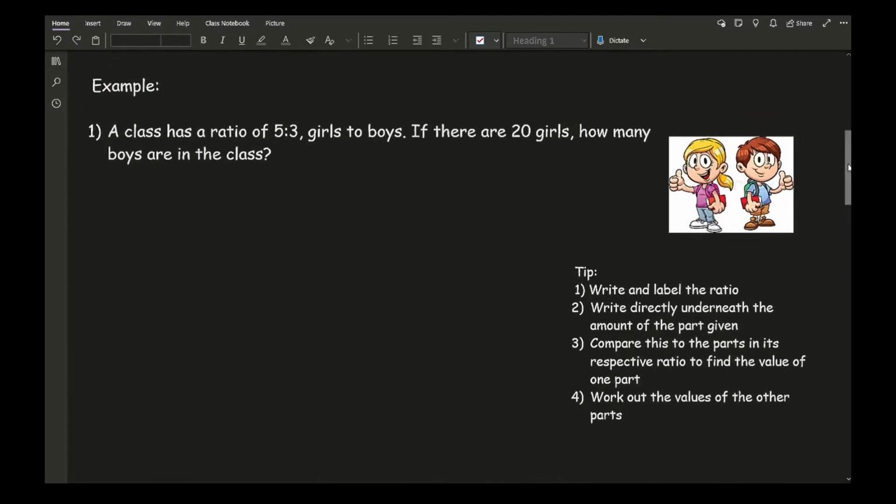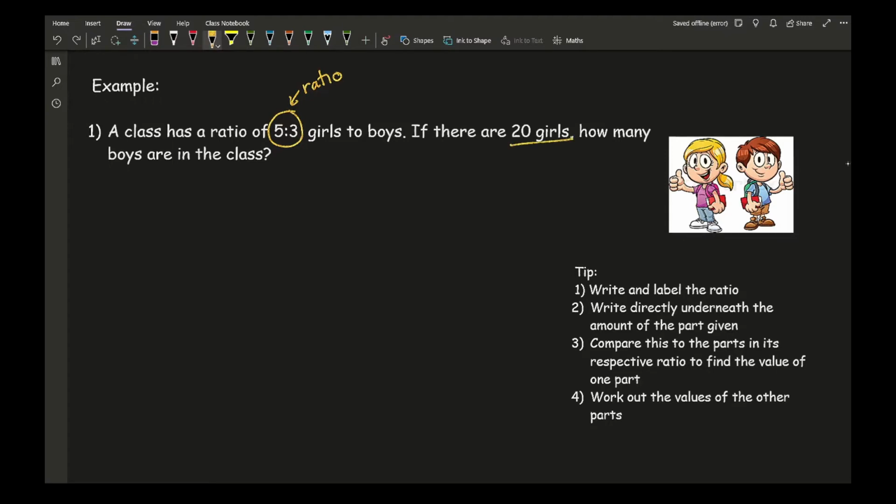Here it says that a class has a ratio of 5 to 3 girls to boys. If there are 20 girls, how many boys are in the class? With this question, you can see that I've got my ratio here, and I know that there are 20 girls. I've not been given the total, and I've been asked to work out the value of the other amount, in this case the boys.